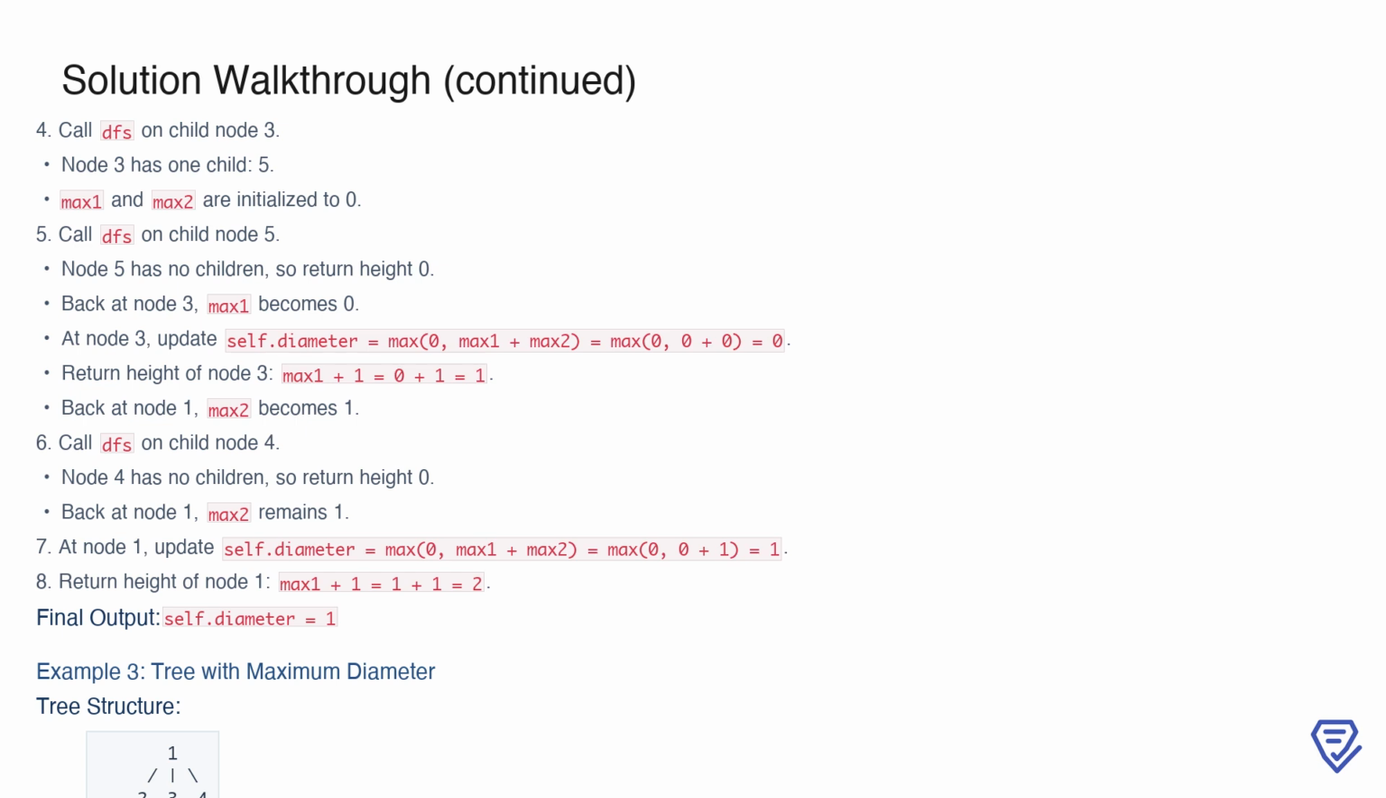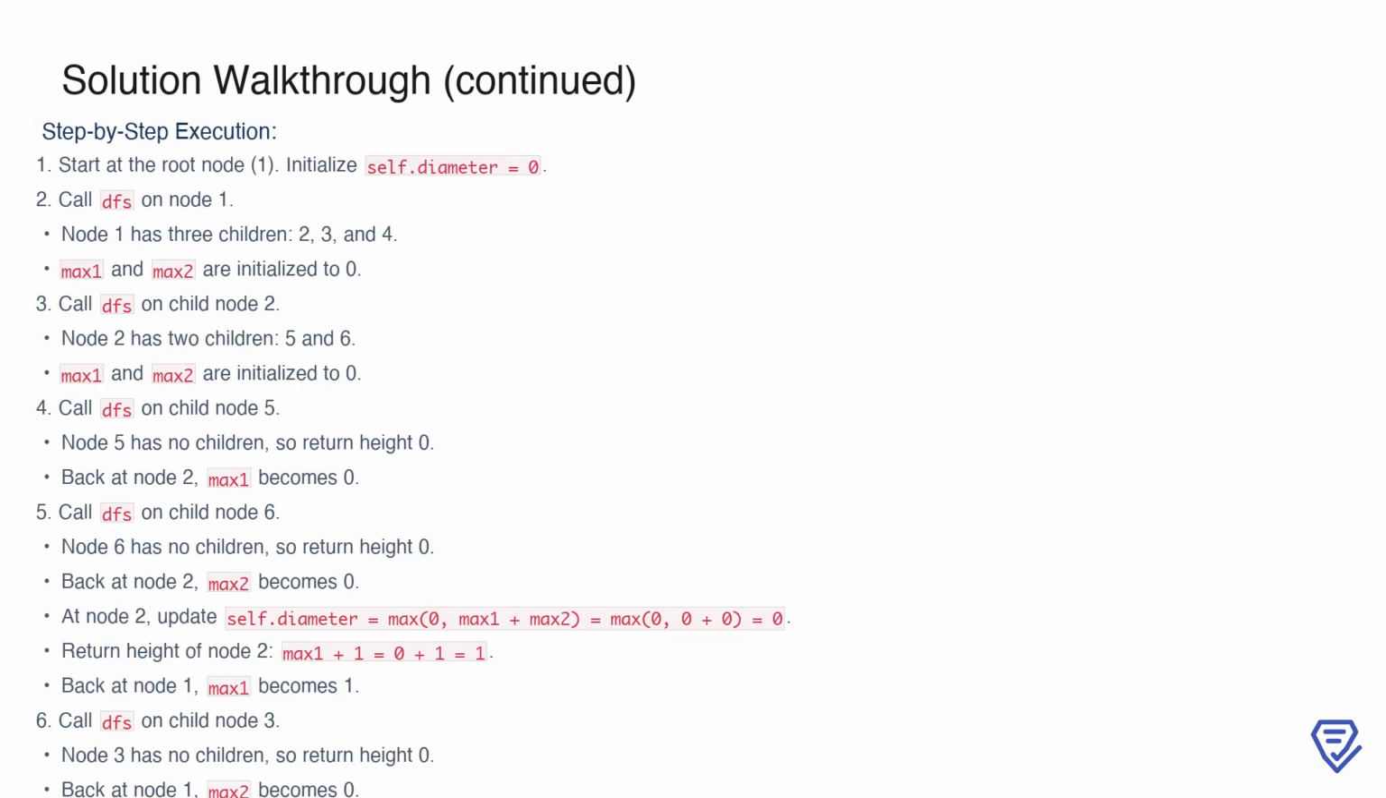At node 1, the diameter is updated as the sum of max1 and max2, which is 0 plus 1, resulting in a diameter of 1. Finally, we calculate the height of node 1 as max1 plus 1, which is 2. The calculation for this example concludes with a final diameter of 1. In the third example, we analyze a tree with the maximum diameter among the cases presented.